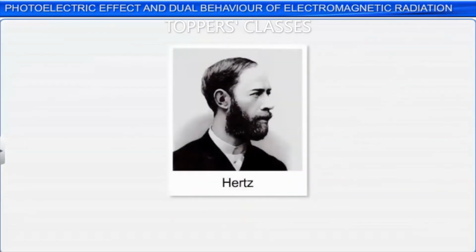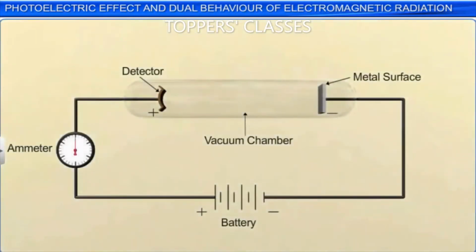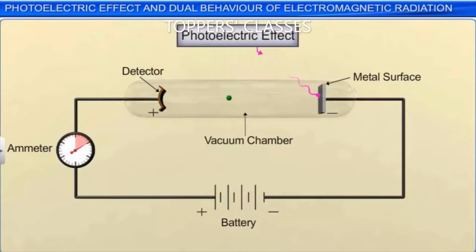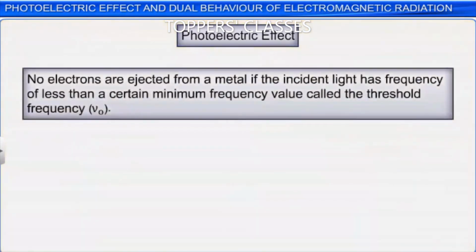In 1887, Hertz performed an experiment in which he observed that when the surface of certain metals, such as cesium, potassium, sodium, rubidium, and so on, are exposed to a beam of light as shown, electrons were ejected. This is called the photoelectric effect. The electrons thus emitted are called photoelectrons. From this experiment, the following observations were made.